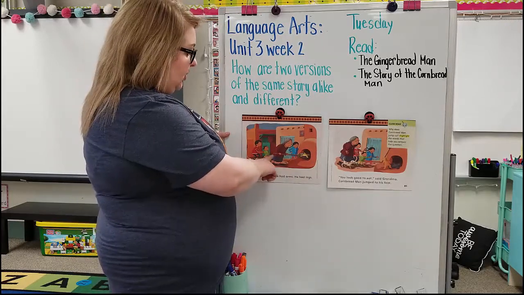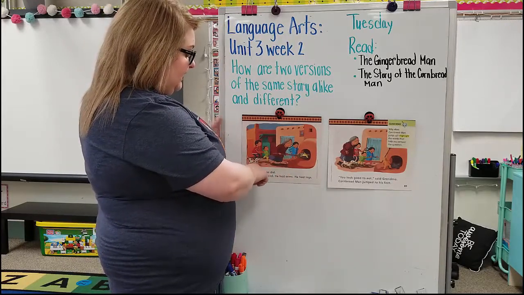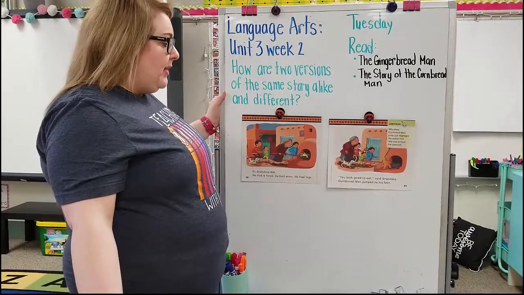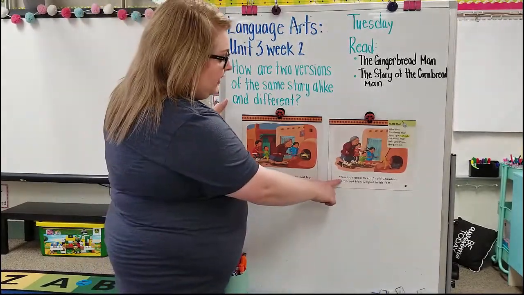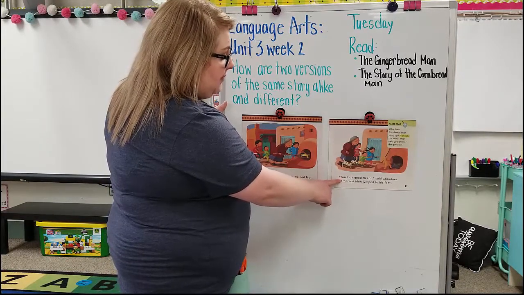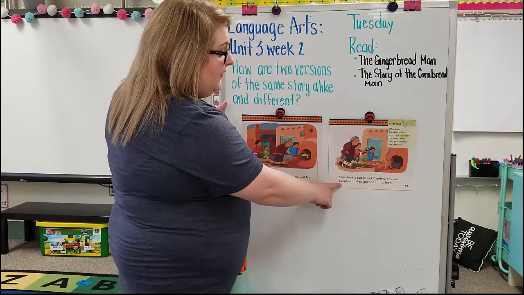And there's the grandchildren. They look so happy. They're dancing. There's the dog on the bottom. He looks happy. She's like, oh, we're going to have our cornbread man. Oh, over here. Look. You look good to eat, said Grandma. Cornbread Man jumped his feet.